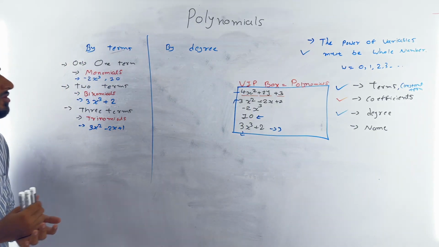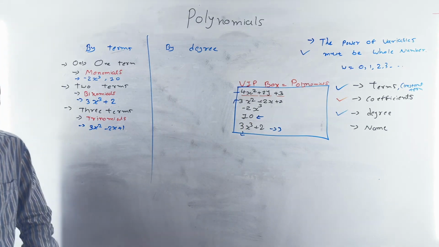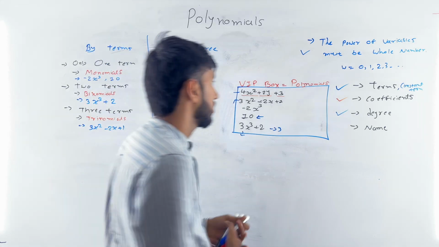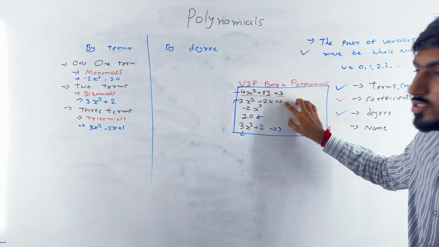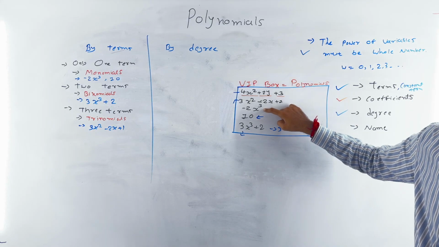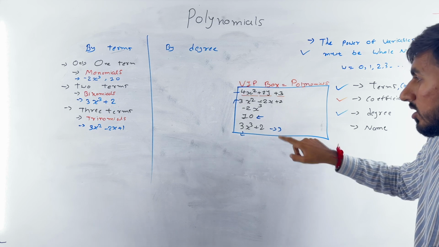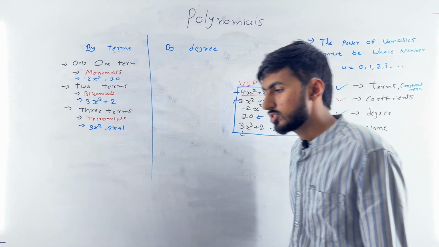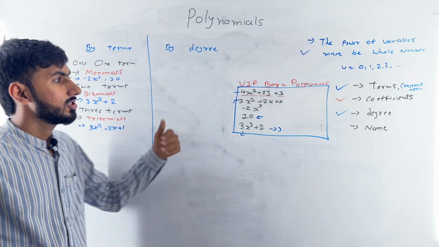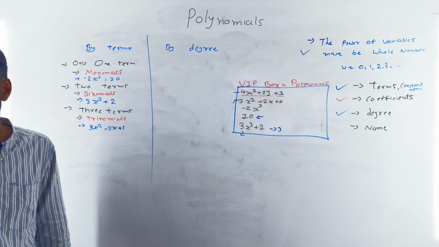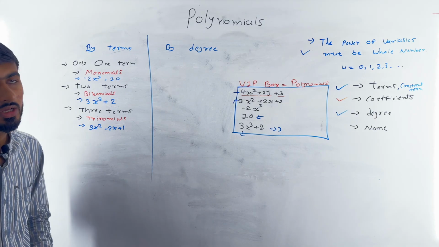So the question will be: polynomials are given and you have to identify which type of polynomial each is by number of terms. The first one has three terms, so I can say trinomial. The second one also has three terms, trinomial. Here it has only one term, so monomial. Mono means one. Here it has only one term, so monomial. And here it has two terms, so it is binomial, right? Monomial, binomial, trinomial. Polynomials with more than three terms, we can simply call polynomials. Nothing to worry.